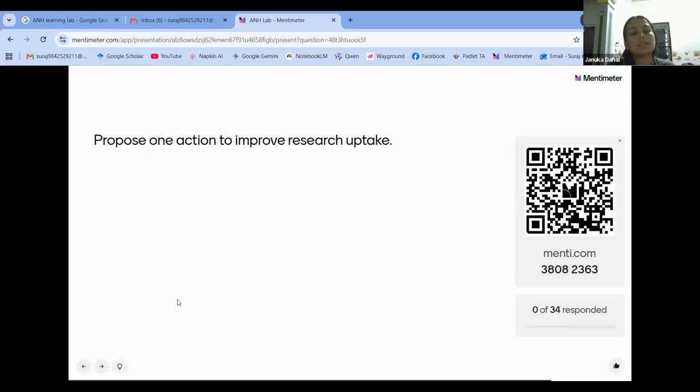Sure, Dr. Huma. So the last task is to propose one action to improve research uptake. You again have to follow the same procedure. We are expecting more responses as we are already familiar with this process. So first response, research. Improved communication and dissemination. We are expecting more responses on this task.